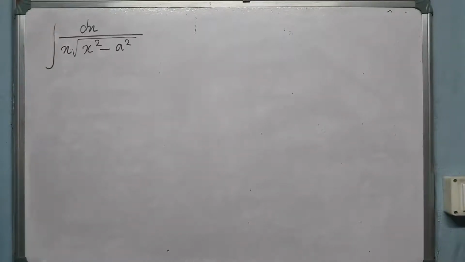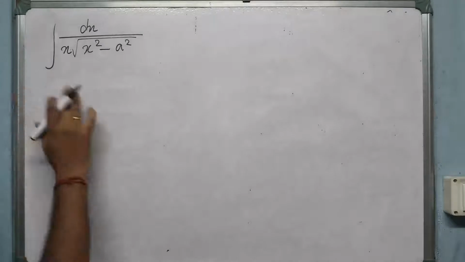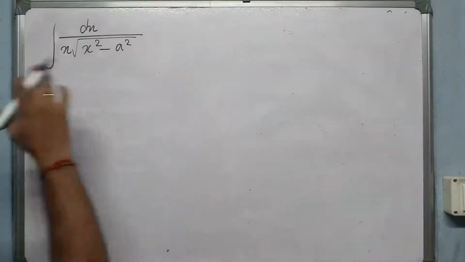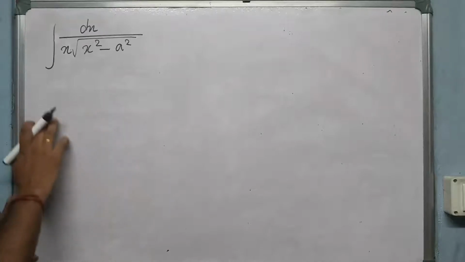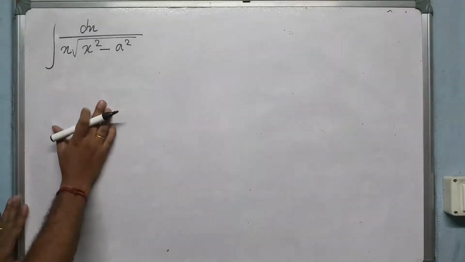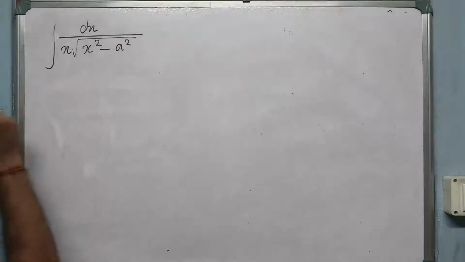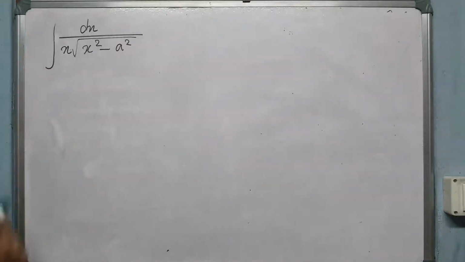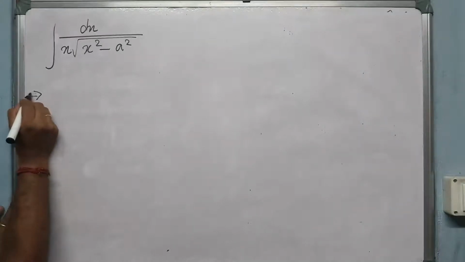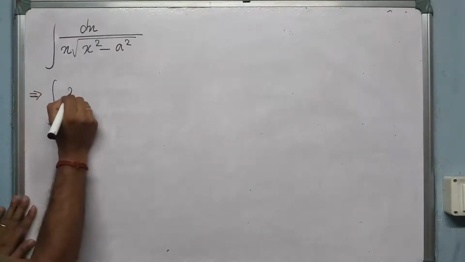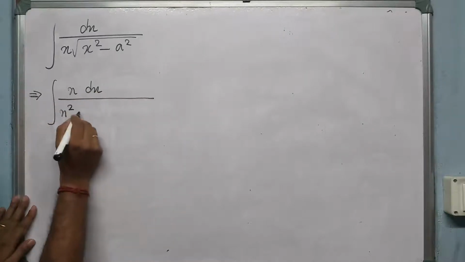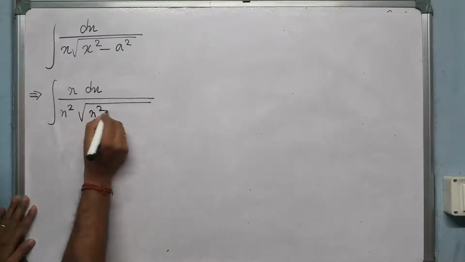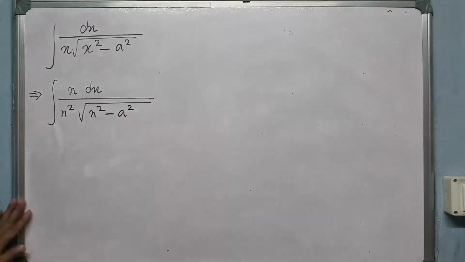Now dear student, the same question we can do by any other method, like I did substitutions. Next I'll use some trick over here. Another method without trigonometry, I'll do this question. Now sir, what you have to do is multiply both numerator and denominator by x. If I multiply both by x, what will we get? x dx over x square root of x square minus a square.